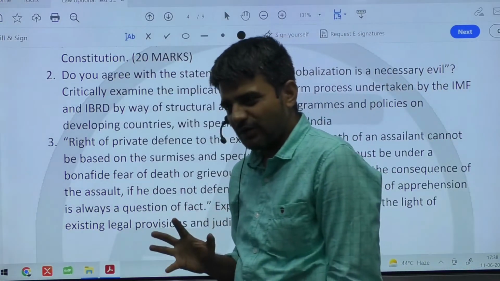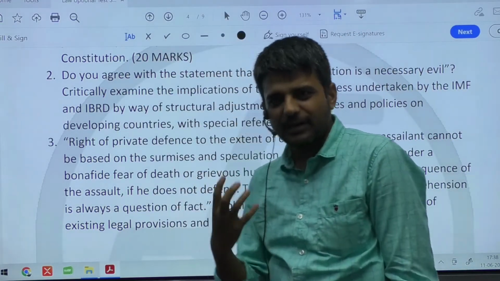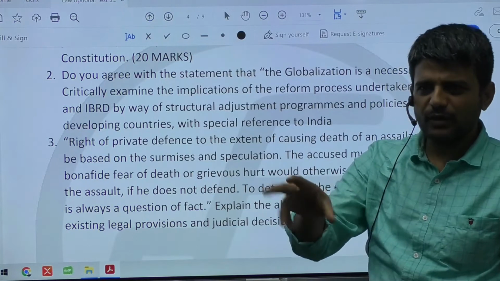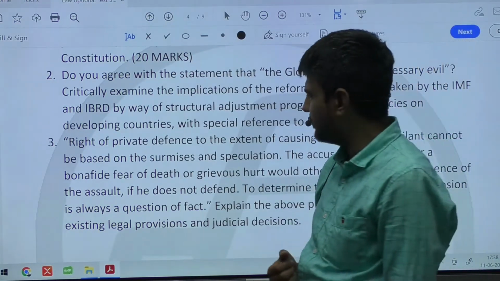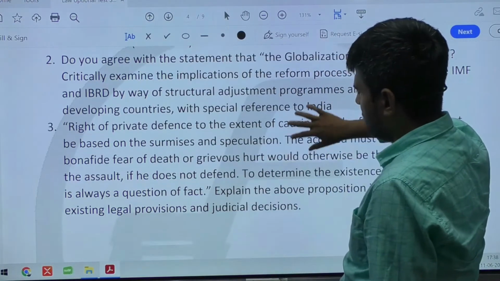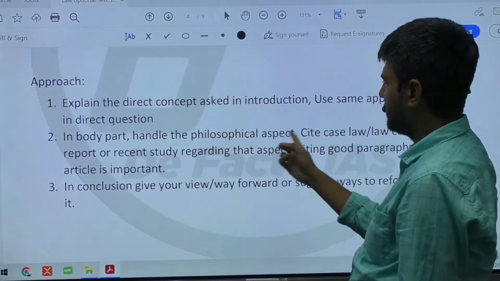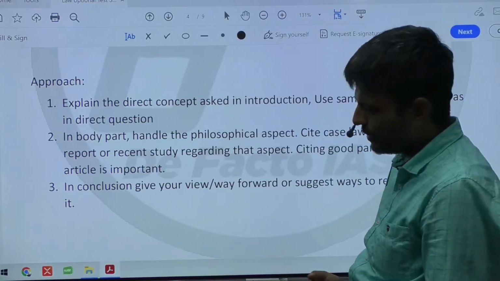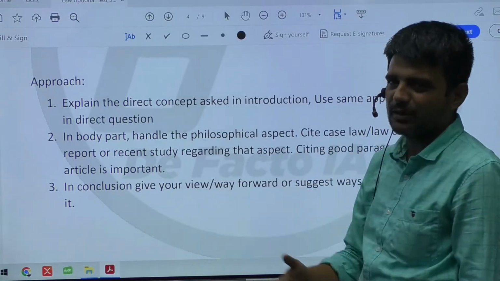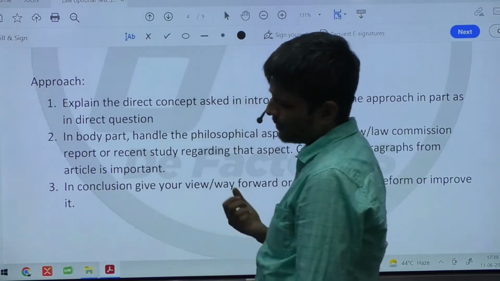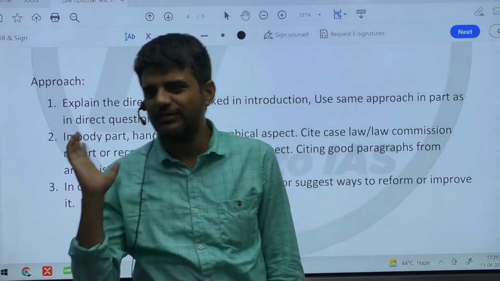Understood that particular point? Okay, so the structural aspect of IMF and IBRD is the question. That SDR, now how they are very much, badly given to the person. Okay, now the same thing I have written here, explain the question, right? And then body part, philosophical aspect, handle कीजिए उसको, ठीक है? Introduction में खास के philosophical aspect को, jurist opinion इसमें बहुत अच्छा होता है या Supreme Court judgments, ठीक है? कि what the court have said about it.